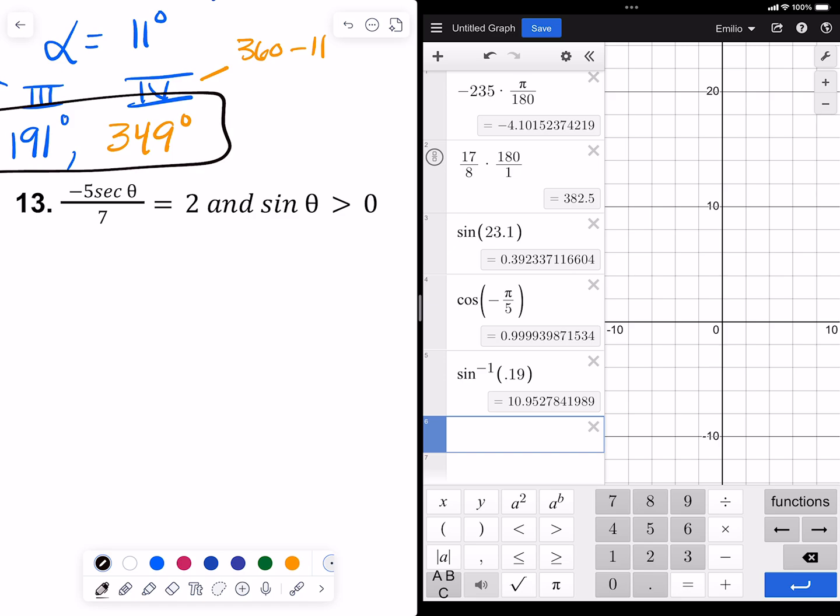So the first thing you want to do is you're going to multiply both sides by 7. So I'm going to multiply the left by 7. We're going to multiply that by 7. So that cancels out. I'm going to bring this down. Then you're going to divide by -5.